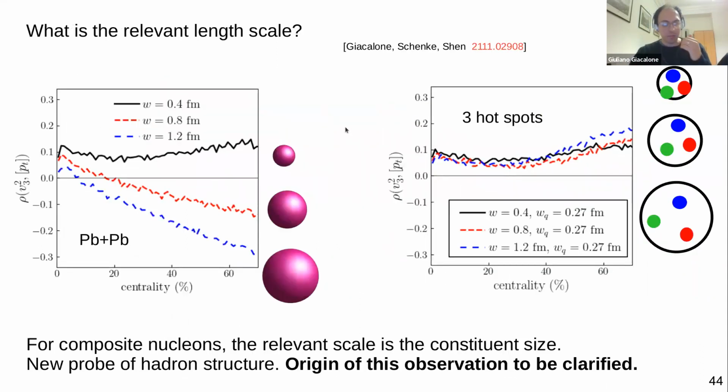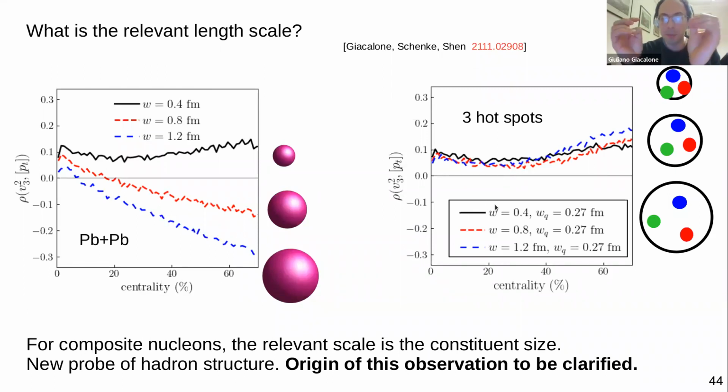Then we investigated. We wanted to answer the following question: what is the relevant length scale? Because for instance, in IP-Glasma plus MUSIC, in principle you also have the subnucleonic structure. So you can do your calculation with smooth nucleons of different sizes, and this is again the correlation with the trends I've described. But then you can do the calculation where you keep the size of the nucleon different, in which you sample the hotspots, but you keep the size of the hotspots the same. Here I kept 0.27 fm, just a random number. You see that these three lines then collapse into one. And this means that what is really important here is the size of the hotspots, of the constituents of the nucleon.